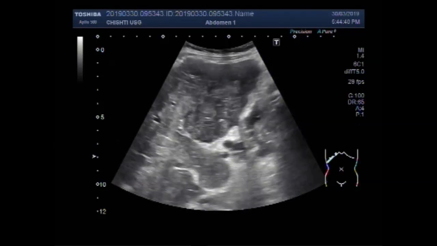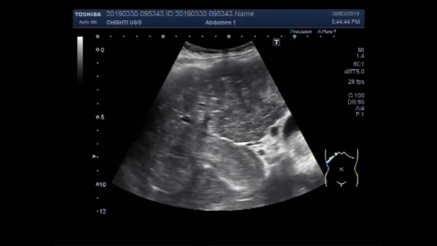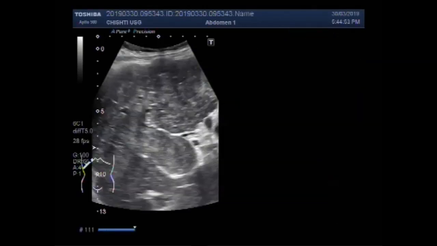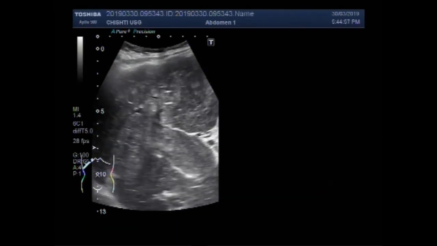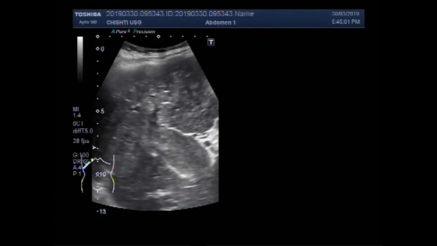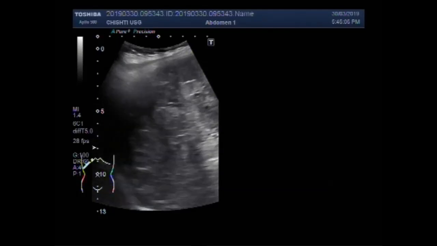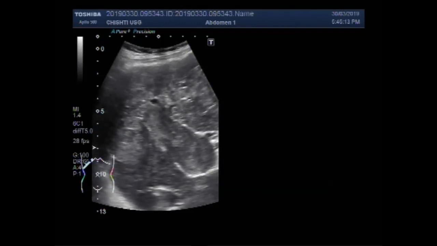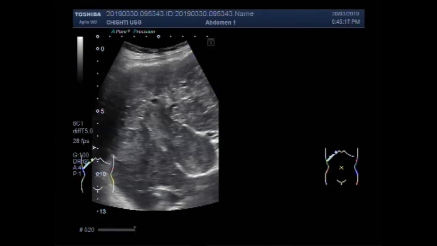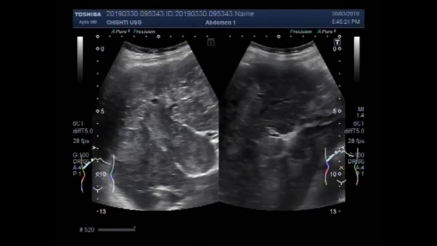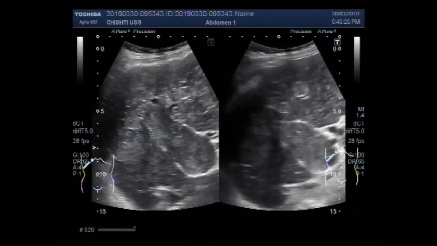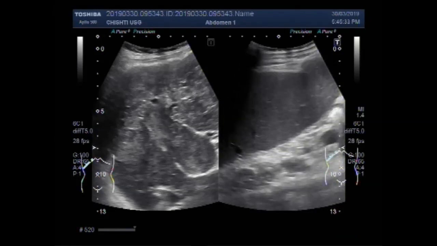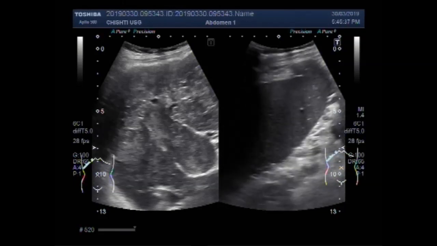Now again, coming to the liver, you can see a mass in the porta hepatis with a mass in the lower portion of the left lobe of the liver. You can see the heartbeat also. This one is the mass in the porta hepatis. This is the spleen.